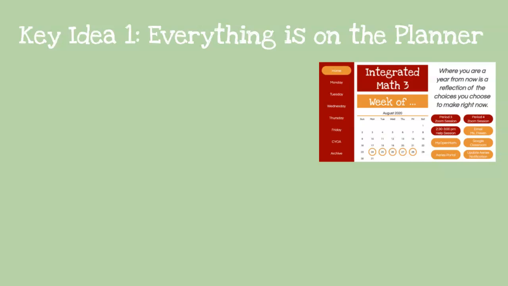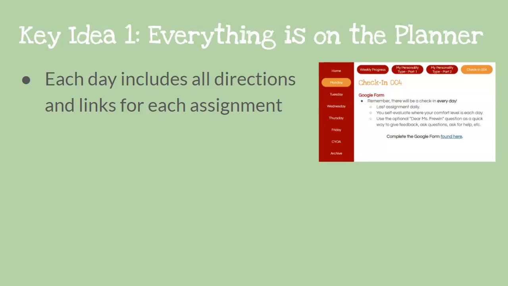But the first key idea that I want to stress is that everything is on the planner. Students have access to a planner, and as you can see down the left side, there's every day listed out. For any given day, they click on, for instance, Monday, and across the top would be listed whatever activities or directions they might need. Then, if they're on a specific page, for instance this one is for check-in 4, there would be directions and a link to that assignment. So everything link-wise is on the planner.